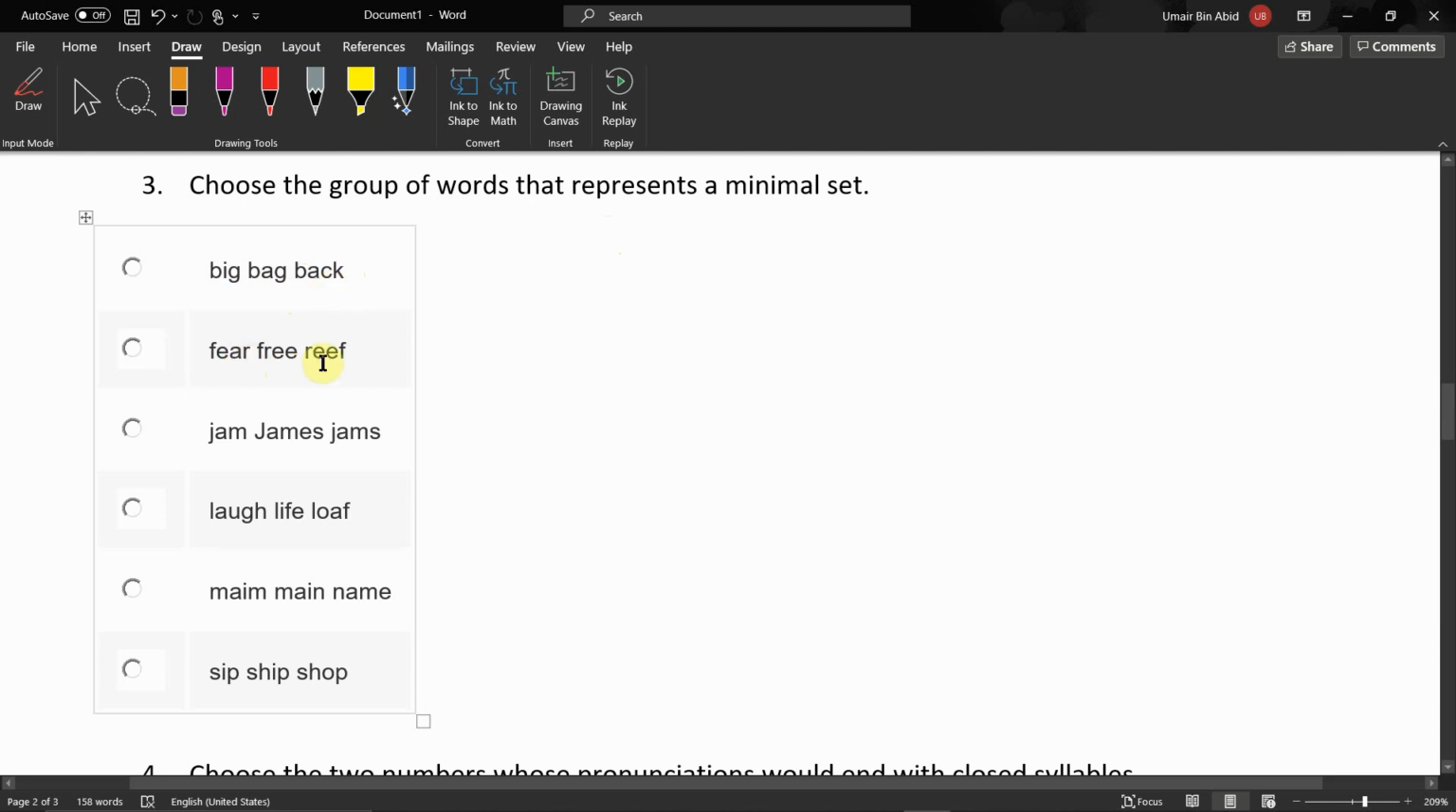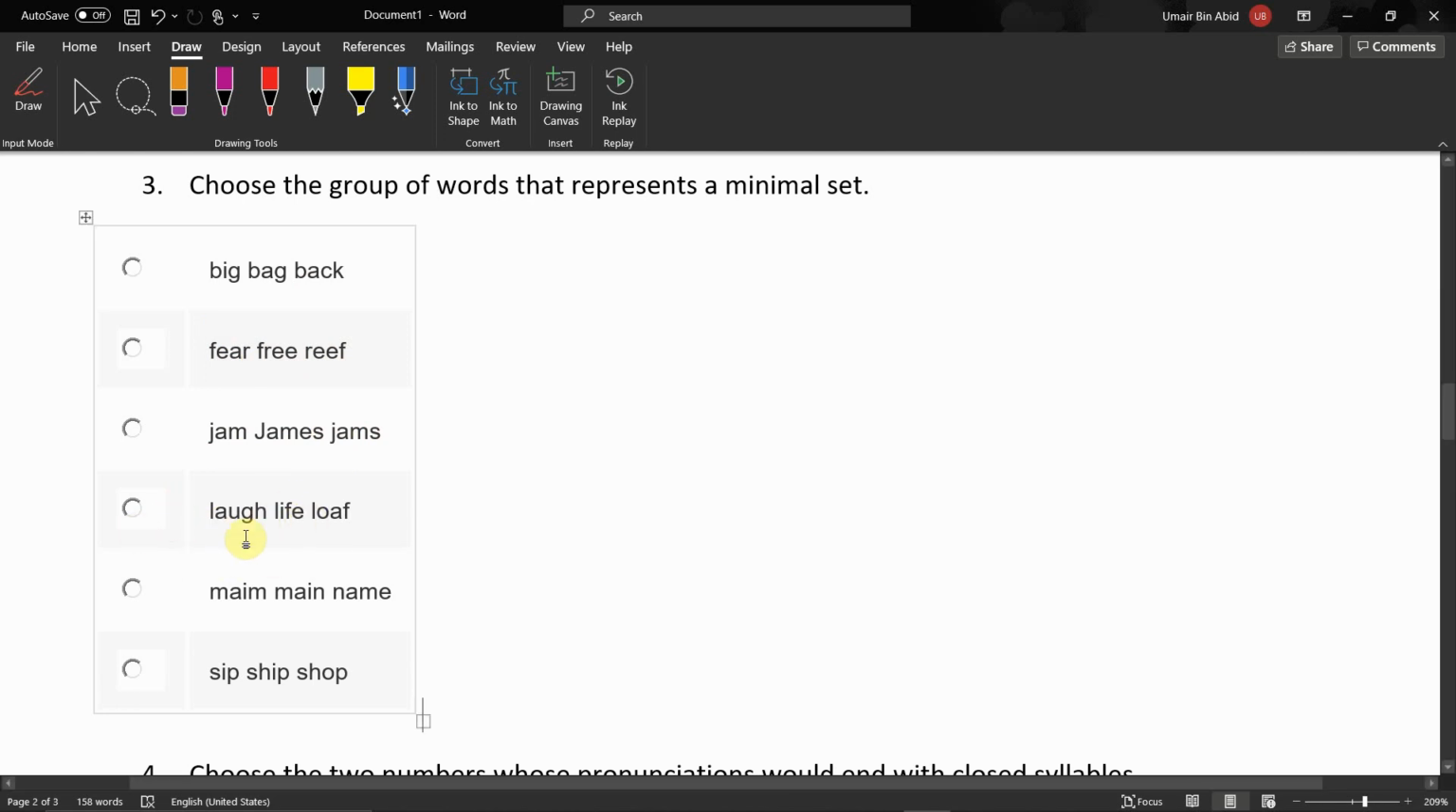Fear, free, and reef can also not be a minimal set because the positions of the sounds are changed. Here we have a diphthong in fear, here we have a monophthong in free, and here we have the same sound in reef, but they also have a different combination of sounds. James, jams. Once again, we can see it does not follow that criteria.